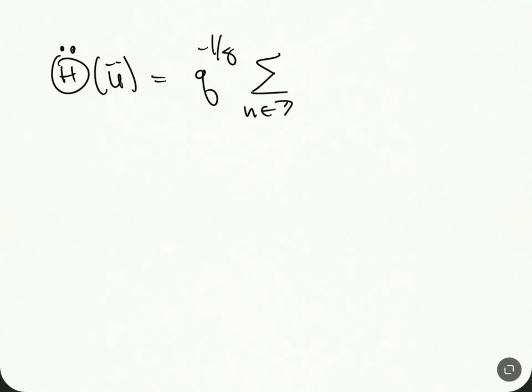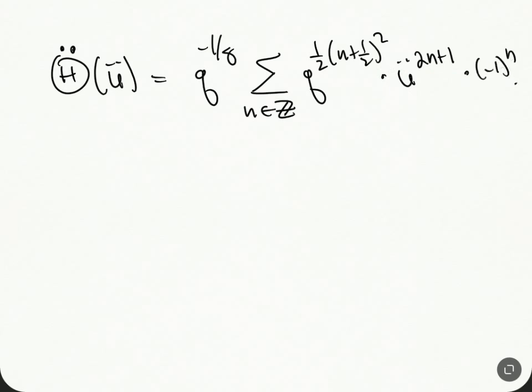Now I want to talk about the zeros and divisors of this normalized Jacobi theta function here. So again, this is q to the minus 1/8 times the sum over the integers of q to the (1/2 n plus 1/2) squared, u dot dot to the 2n plus 1, times negative 1 to the n. Okay, so this is this normalized Jacobi theta function.